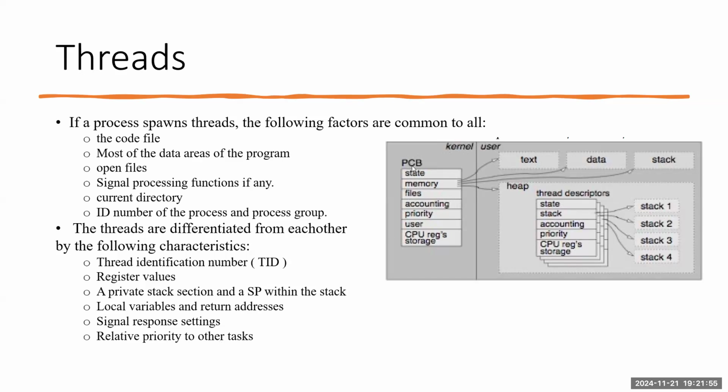So here's a process control block, and here's the memory for my process. That memory is divided into a text section, a data section, a stack section, and a heap section. Now, here's the thread descriptor. In the heap, you may have it. Now, why is it in the heap? This is very interesting, actually. Look, what's the text section? Can somebody remember what's the text section?